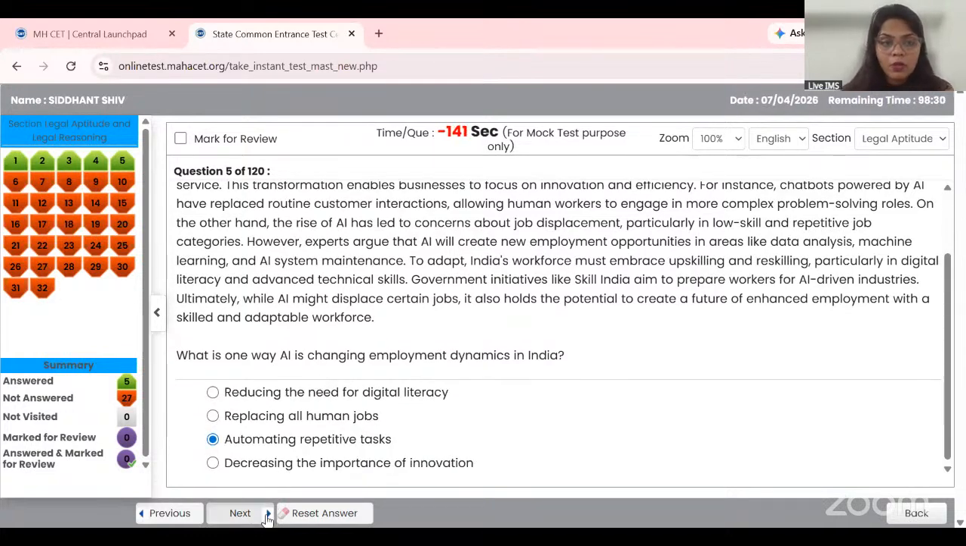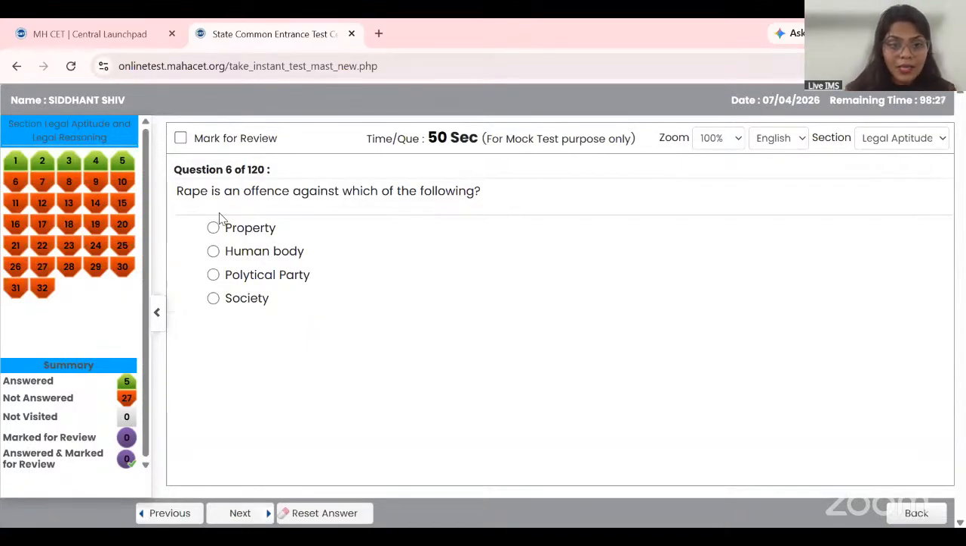Okay. So moving forward to the sixth question, which is talking about rape is an offense against which of the following. Now let us understand something about it. This particular question needs some basic knowledge about the basic laws which are covered, whether it is criminal law, torts, constitution, contract, certain basic information is required. So you need to know that rape is an offense which is committed against the human body. So your correct answer is going to be human body. It's not against property. It is not against political party or society, right?